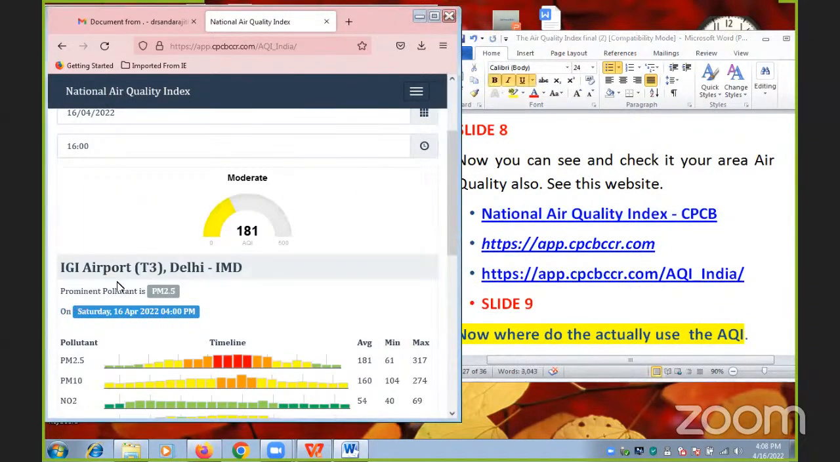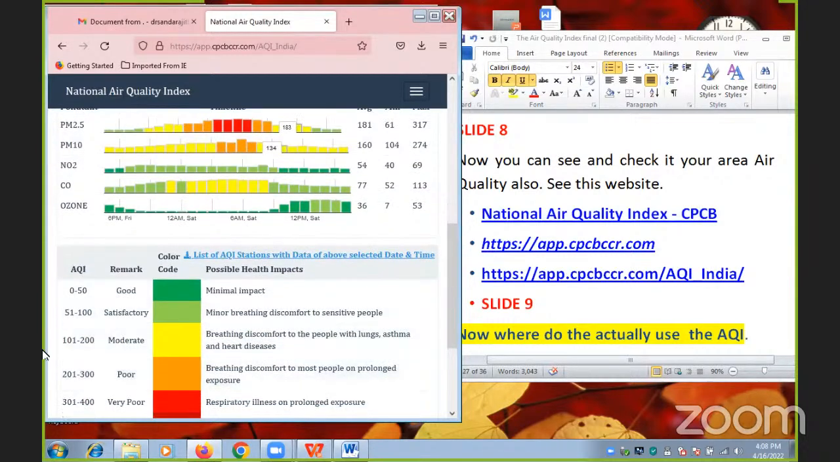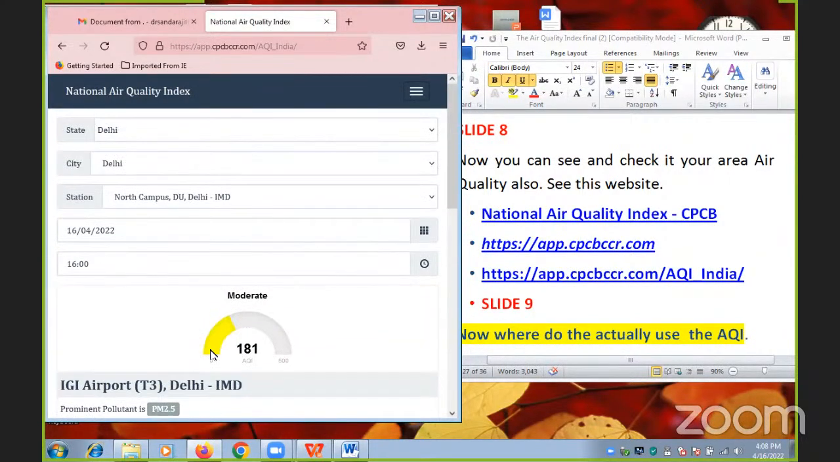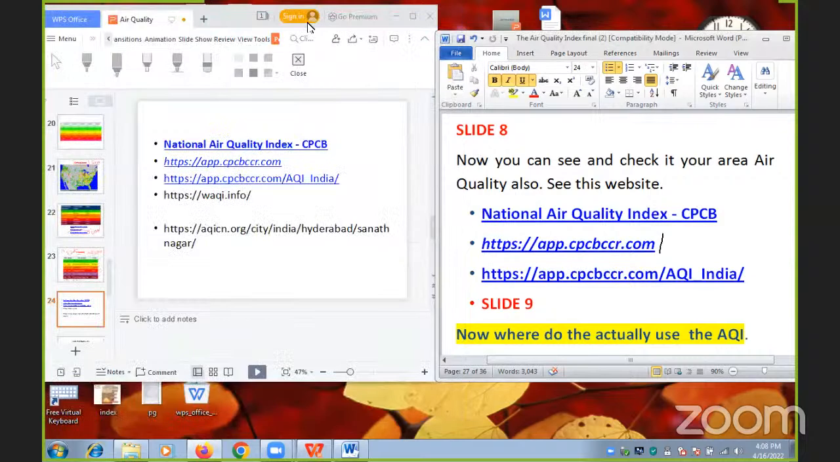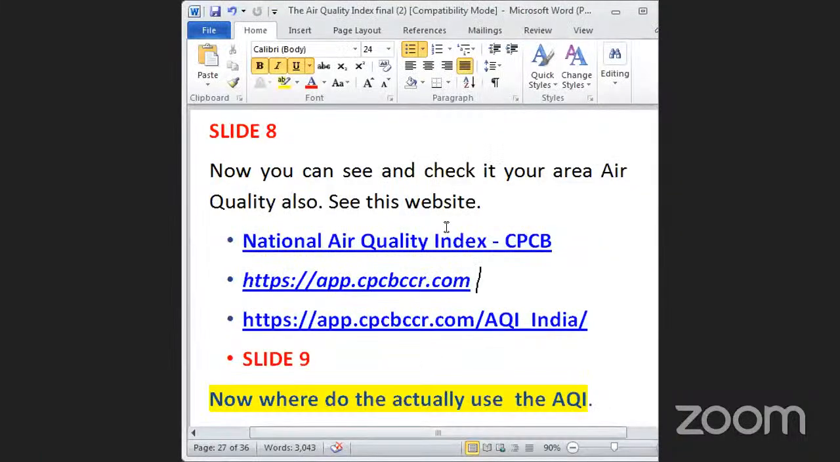You see here, airport in New Delhi. So today 181. So that is moderate, right? 181 means 101 to 200. It is moderate. The color shows yellow, right? So like this, okay? So these are some of the websites you select and copy paste and click on your area. So this is only for Hyderabad, right?